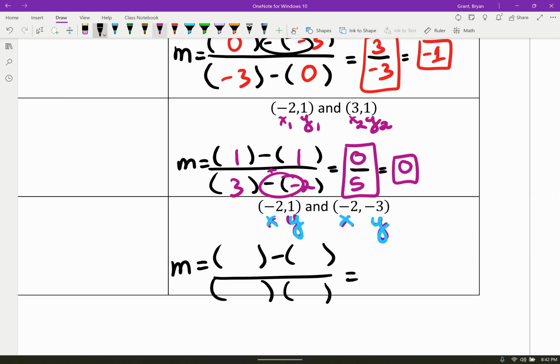Okay, so we have our first x, first y, second x, second y: -3 minus 1 divided by -2. I missed the minus in there, -2. -3 minus 1 makes it one more negative, -4. -2 plus 2, or 2 minus 2, is 0.